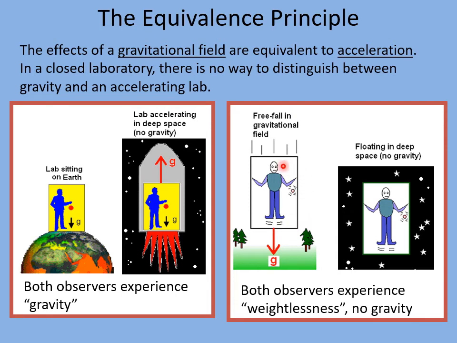We saw the astronauts in the space station orbiting the Earth. The same thing would apply if you were just floating out in deep space without any gravity nearby. You would also be floating around inside your lab. And again, you would have no way to tell whether you were free falling toward the Earth here or just floating in deep space. So this was called the equivalence principle.